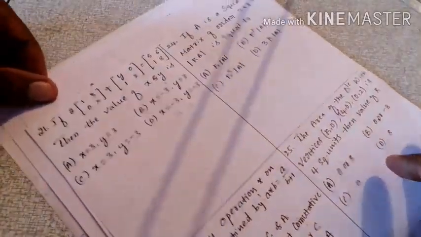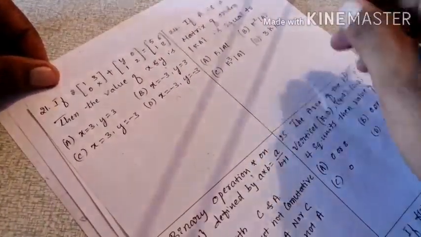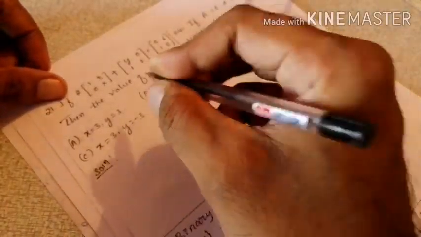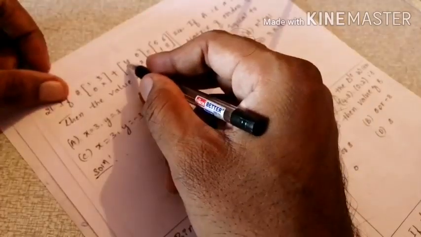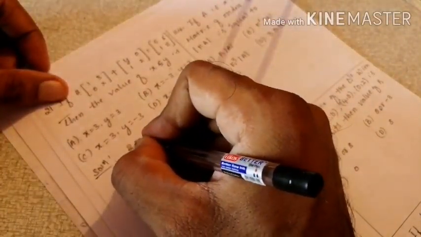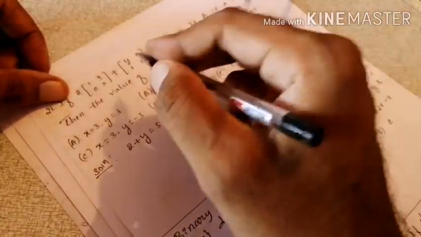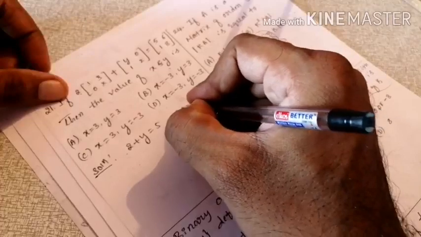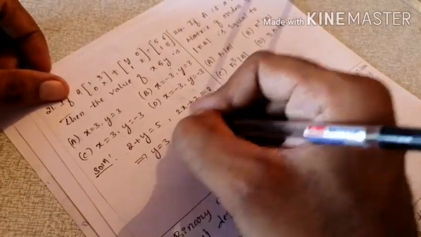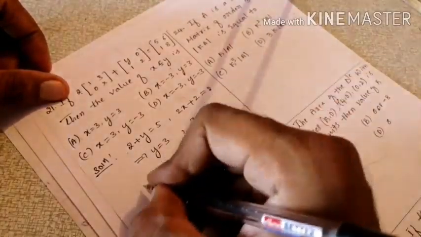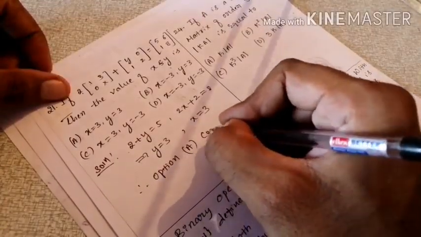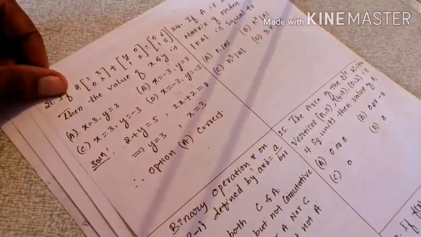Question number 21. This matrix question, students are brilliant in this. Anybody can do it. So easily we can do it. So what I'm doing? Here, 2 into 1 plus y is equal to 5. That is one equation. Next one, 2 into x plus 2 is equal to 8, so 2x plus 2 is equal to 8. It's very clear. y is equal to 3 and x is equal to 3. So therefore option A is correct. Let's go for the next question.